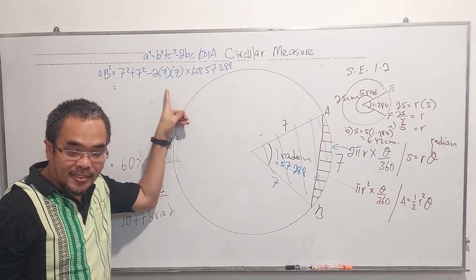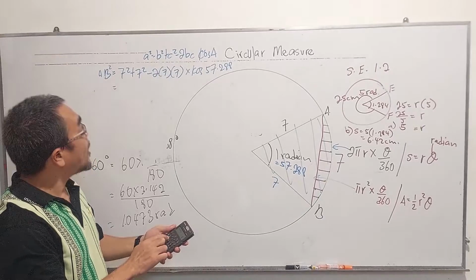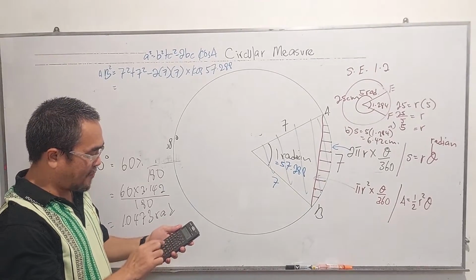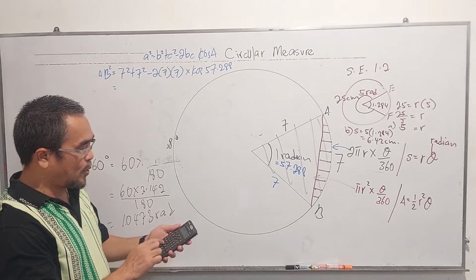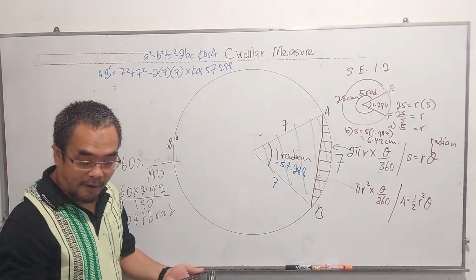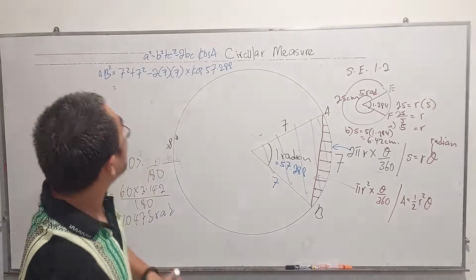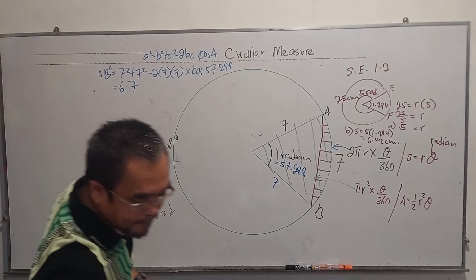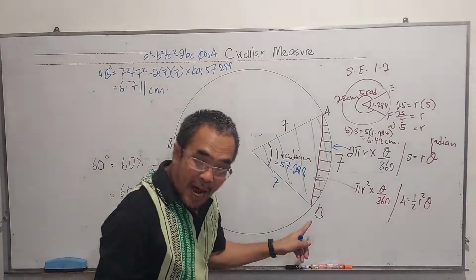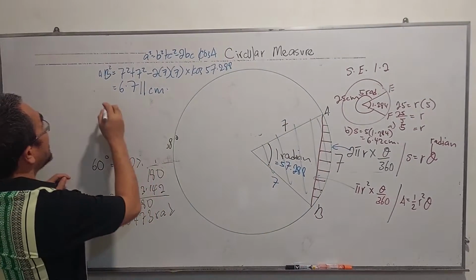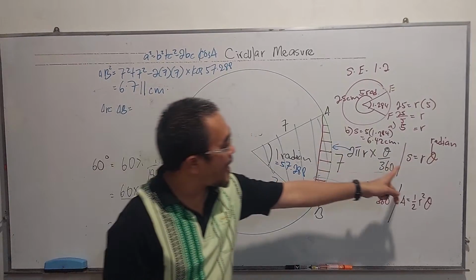Okay, could you read this? Is it clear? Alright, so 7 squared plus 7 squared minus 2 times 7 times 7 times cos 57.288. That is 45 point something, and then find the square root of it. So it is 6.71 centimeter.